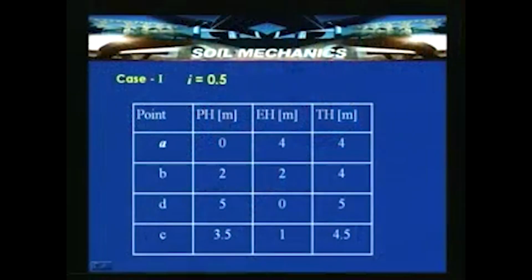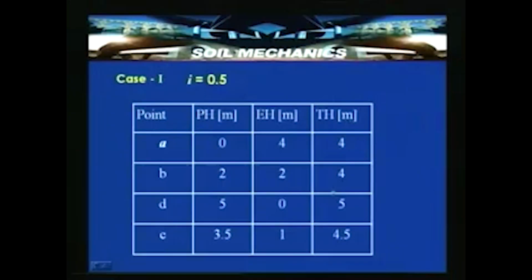Now, elevation head is 1 meter because C is 1 meter above the datum. So, the pressure head has to be 3.5 meters. That means that much pore water pressure has got dissipated. So, in the problem here, the total head is 4.5 meters, elevation head is 1 meter, so the pressure head here is 3.5 meters.